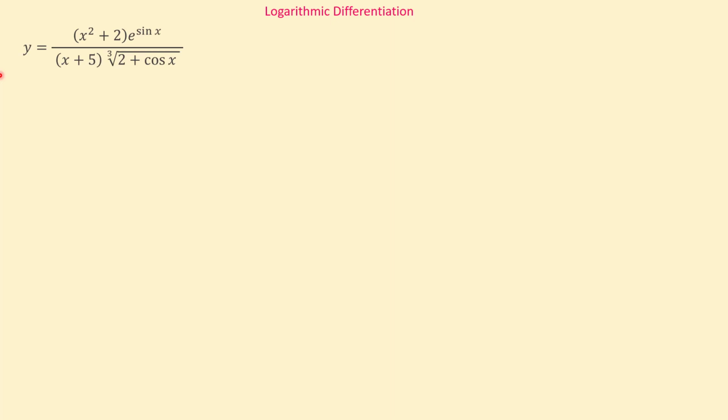In this video, I want to show you some more examples of logarithmic differentiation. Y equals (x² + 2) times e to the sine of x over (x + 5) times the cube root of (2 + cosine of x). The first step in logarithmic differentiation is to take ln from both sides of the equation.